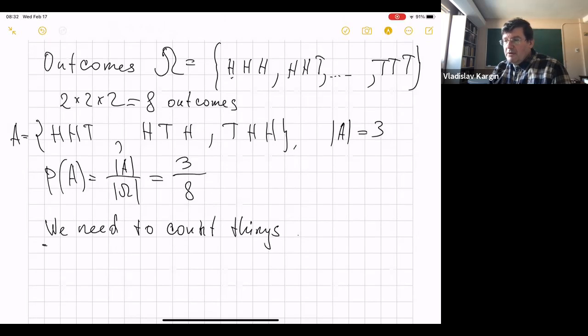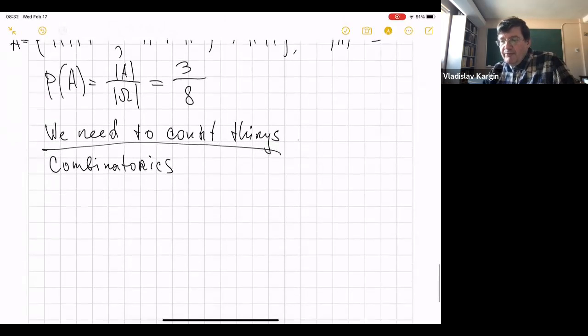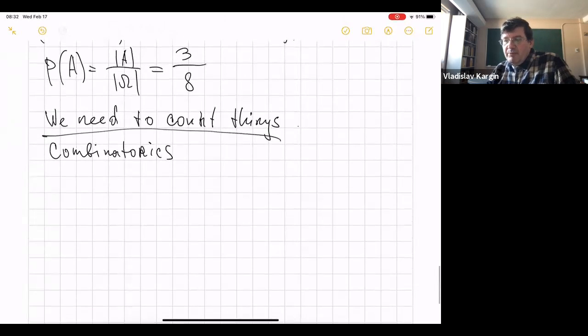And so the science, the mathematics of counting things is called combinatorics, right? So combinatorics. And in general, it's a difficult thing. So I gave an example in the lecture notes.